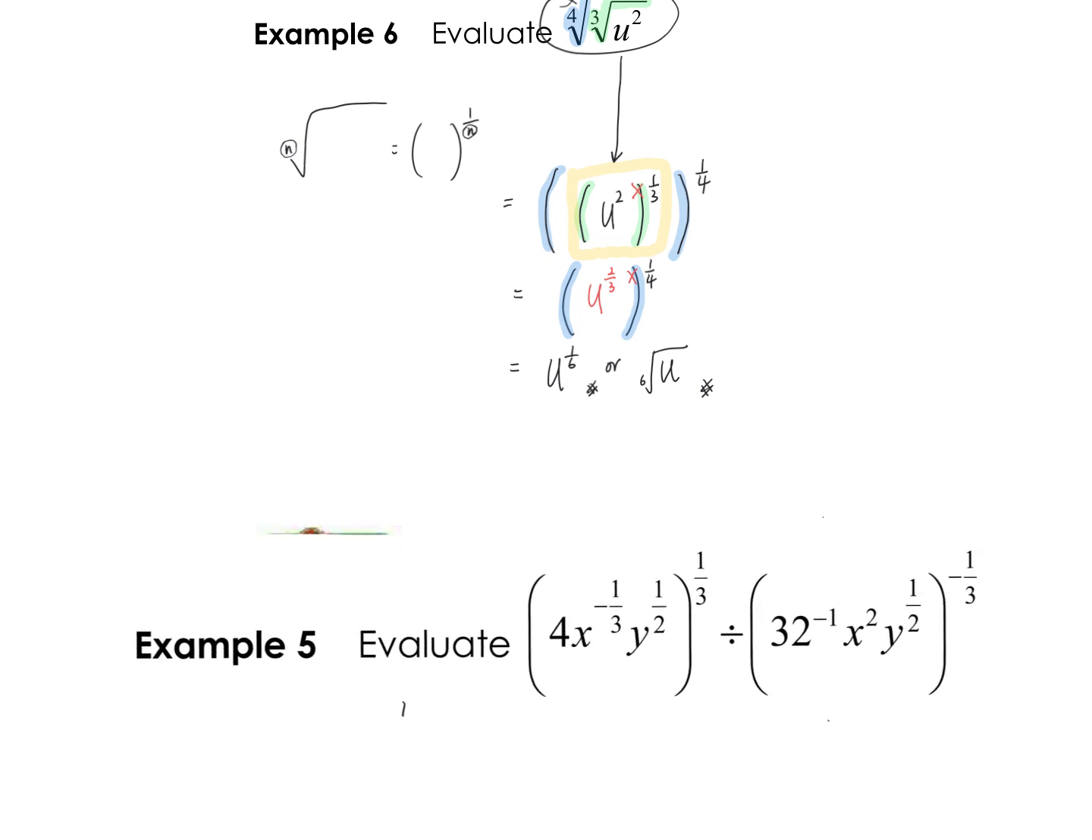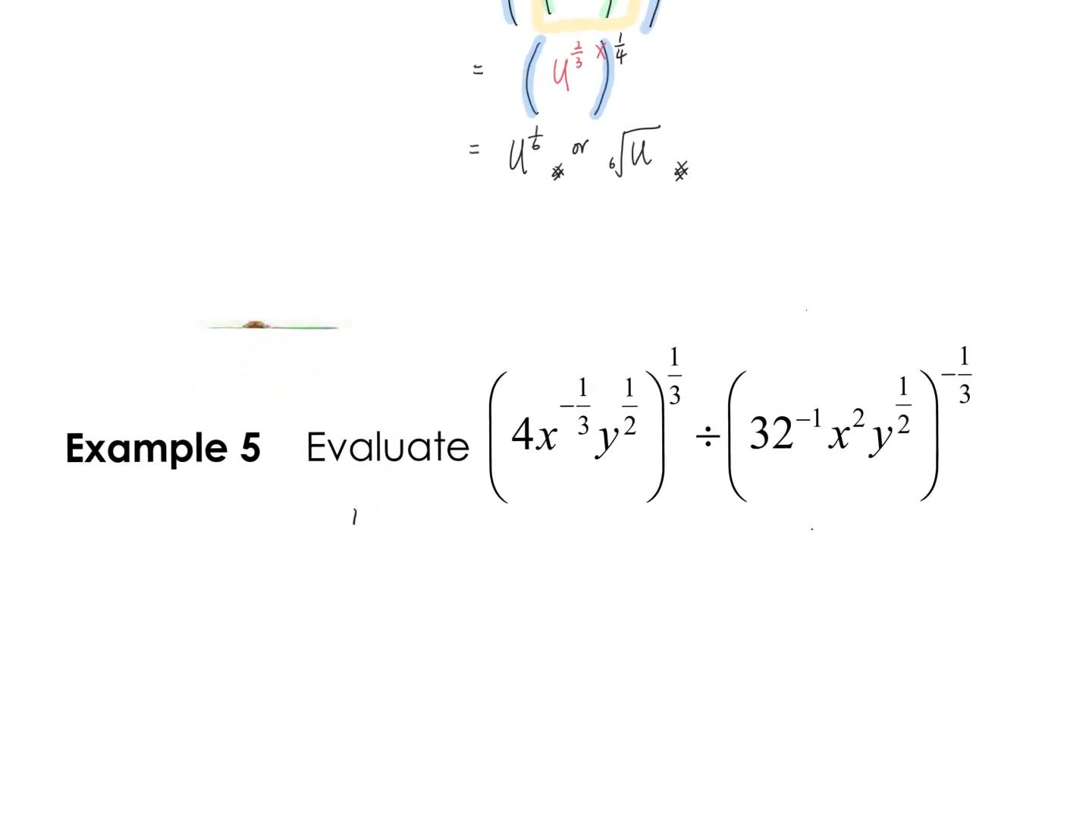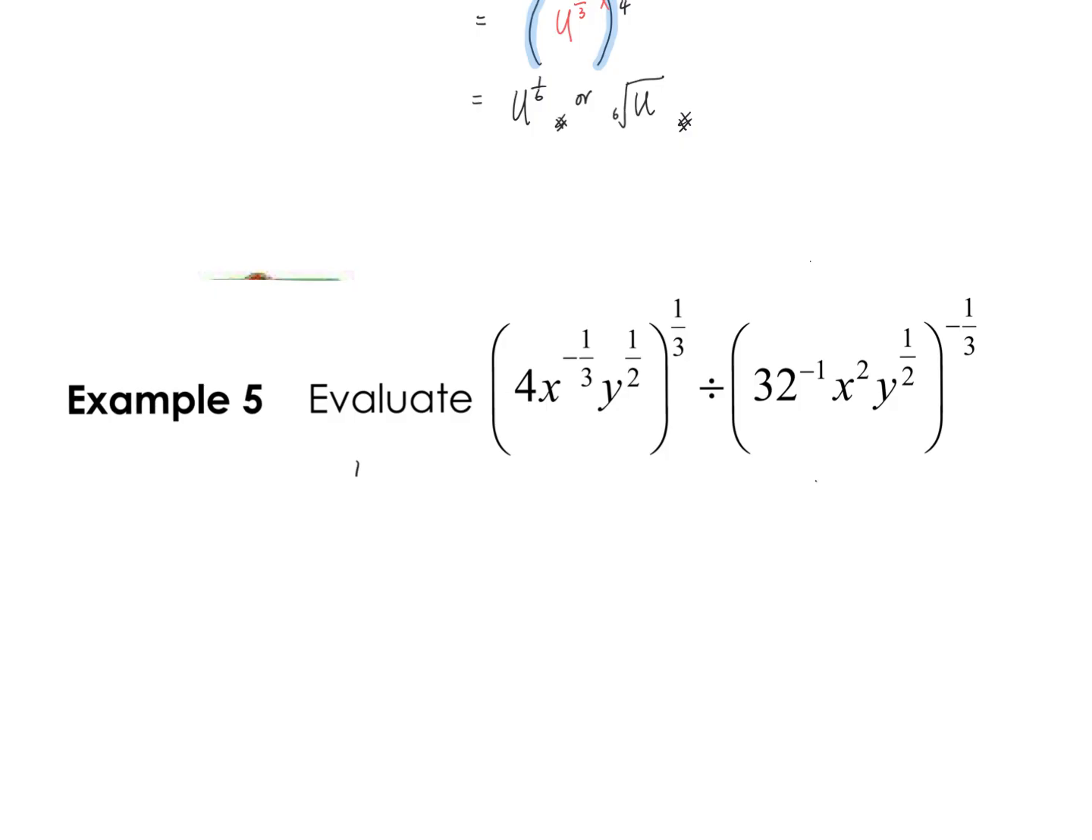Just deal with them one by one. So when I have power 1/3, I make sure every power in the bracket gets the 1/3. So this is 4 to the power of 1, although they don't write it. So every power should be multiplied by 1/3. So 4 to the power of 1/3, x to the power of 1/9, y to the power of 1/6. So you just deal with them one by one first.